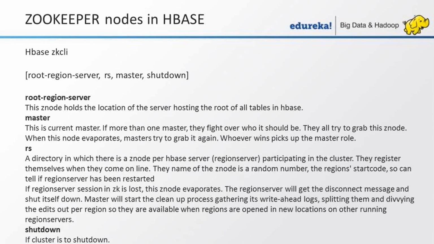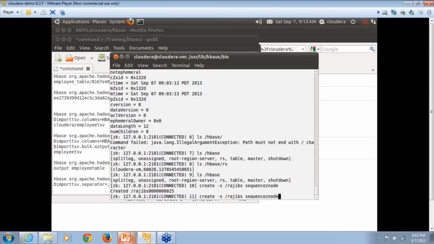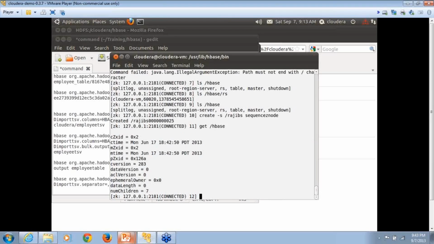So I'll just skip this because we know what these nodes contain. Right now, the stat structure. The stat structure is nothing but this. When I did a get, I got those CZXID. So what are these?